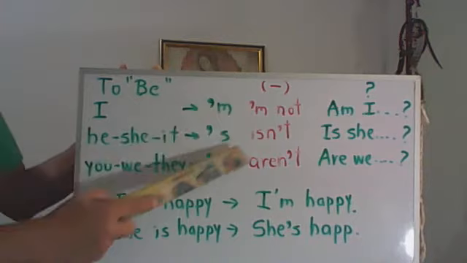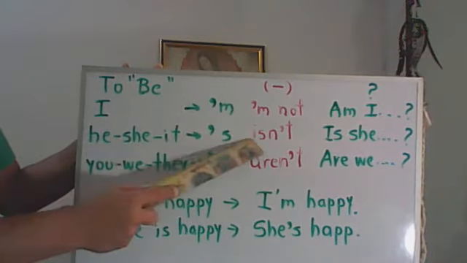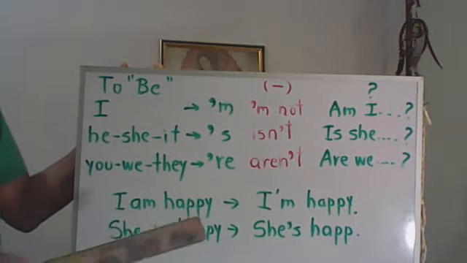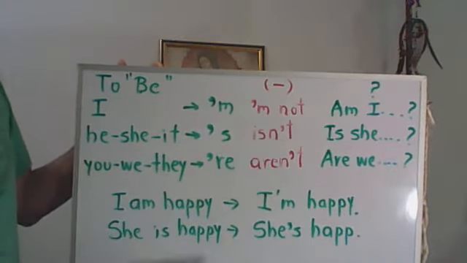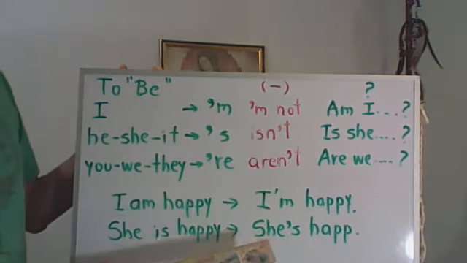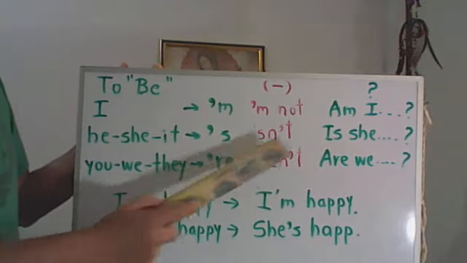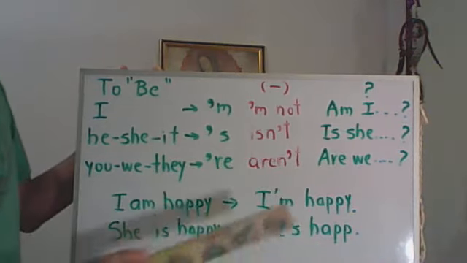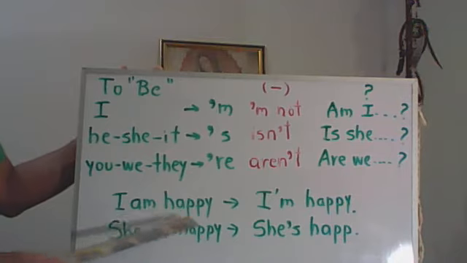In the negative form, you say, I'm not, she isn't, and they aren't, for example. You know the interrogative, or the questions. We say, am I a student? Is she the teacher? Are we working? For example, what are you wearing? What is she doing?